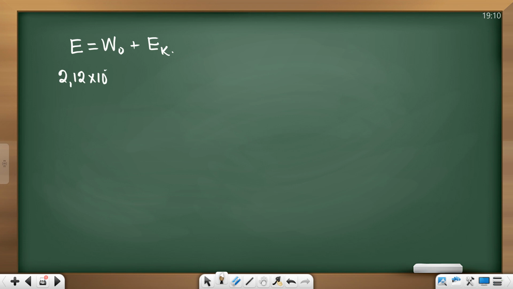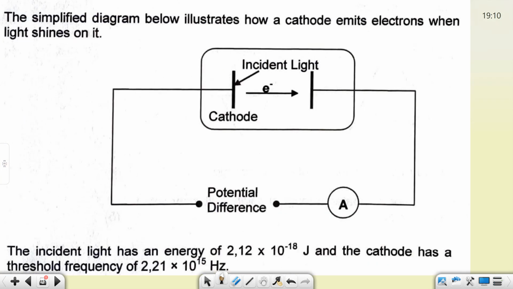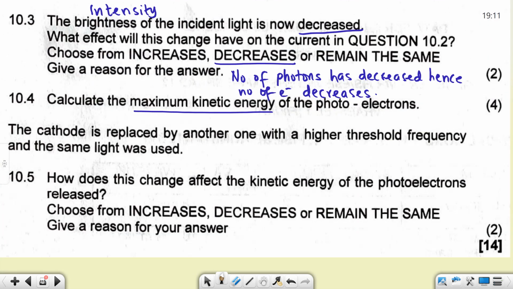2,12 times 10 to the power negative 18. Do we know the work function? We go back again, just checking what we have. We don't have the work function, but we have the threshold frequency of what? 2,21 times 10 to the power 15.